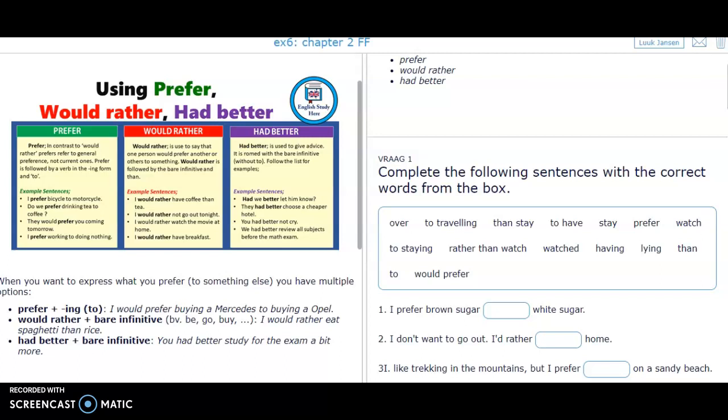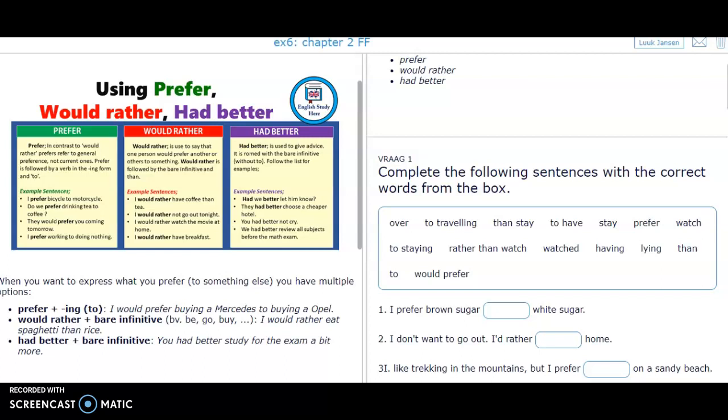The first one is commonly used in English. To prefer is a verb we use to express something we like and something we like better than something else. What is important with to prefer? Prefer is always used combined with an ing form. For instance, I would prefer buying a car to buying a bike. So every time you use prefer and you want to add another verb, use the ing form.